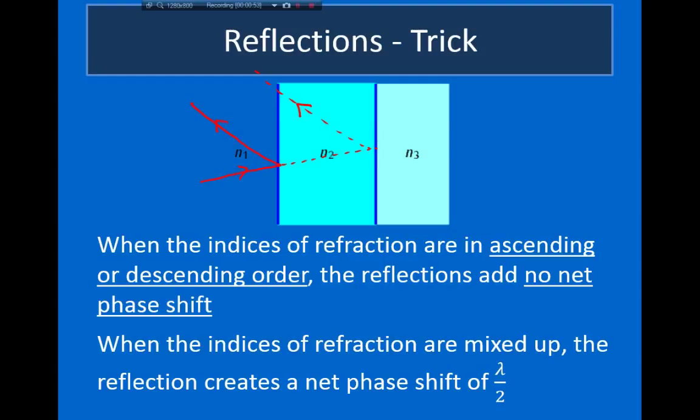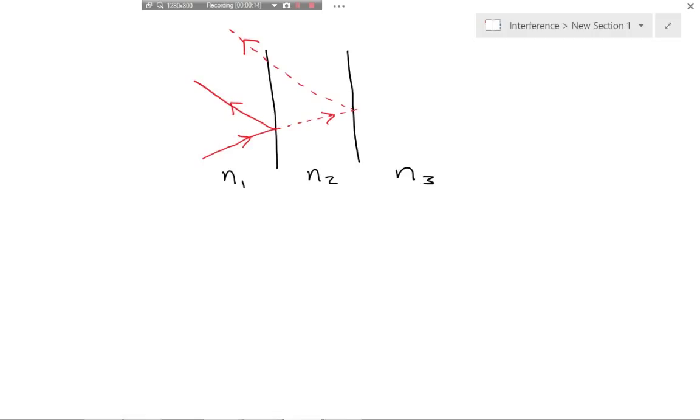So let me actually open up a blank screen because I want to go into this a little bit and explain where this rule comes from. The basic idea behind this trick is that there are really only 4 possible cases that can occur. The first possibility is that the index of refraction over the first interface is increasing, and the index of refraction over the second interface is also increasing. So in this case, the index of refraction of material 2 is greater than the index of refraction of material 1, and the index of refraction of material 3 is greater than the index of refraction of material 2.